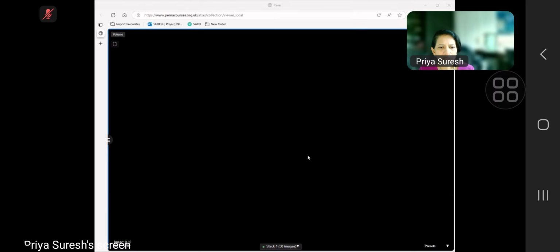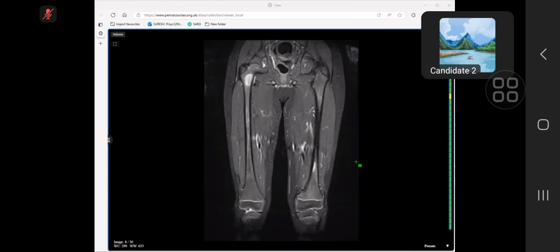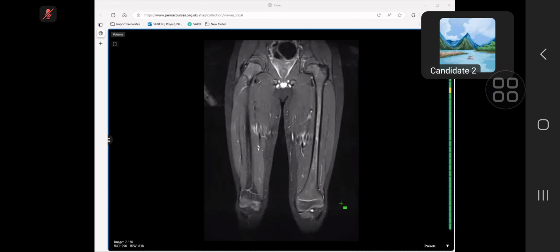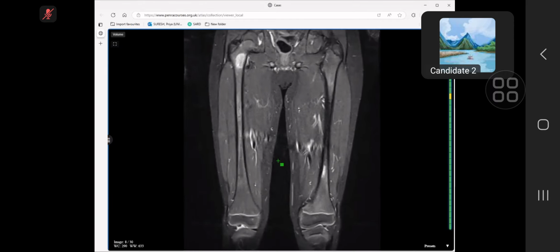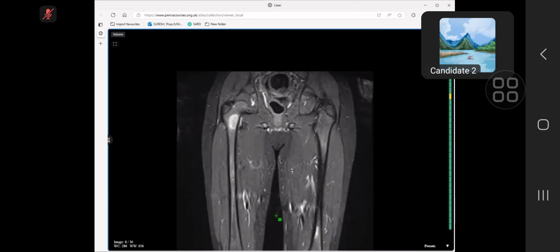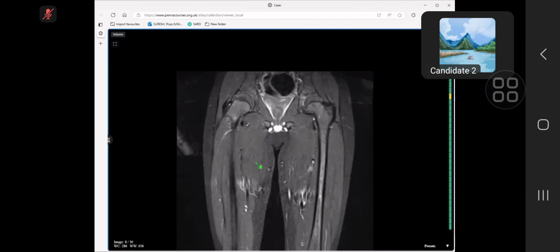So I'll show you first the STIR images, yeah? Yes, on the STIR images, I can appreciate that there is an area of marrow edema seen in the metaphyseal region of the right hip. Also, I can appreciate that in the region of the lesser trochanter, there are different signals. There are areas of hyperintensity which are noted.